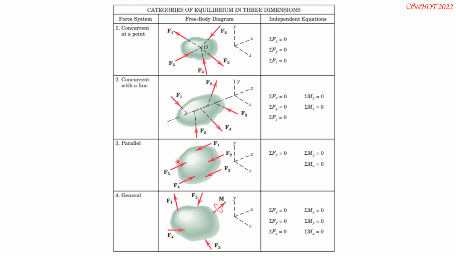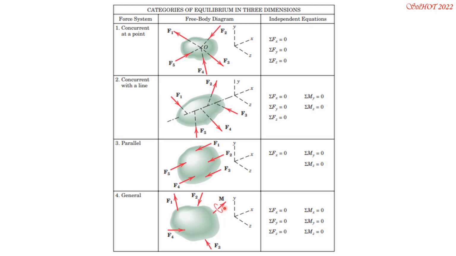Then parallel force systems, summation of forces parallel to the x-axis, so summation of forces in x is zero, and summation of moments about the y and z axes is zero, because forces have no moment about a parallel axis. So that's why there's no summation of moments about x here, because it is already understood.